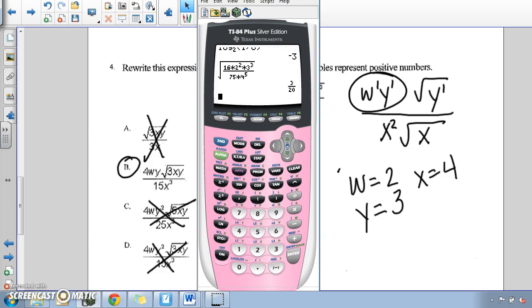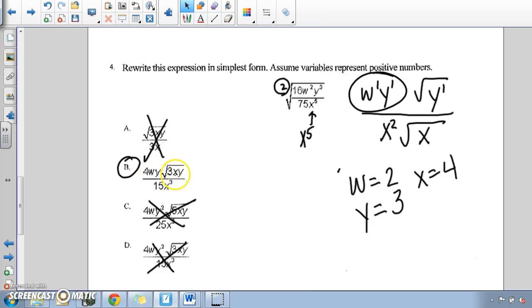And then I'm going to put in the answers. Well, I already know the answer is B, but let's go ahead and do that. So it's going to be 4 times W, 2 times Y, 3, square root, 3 times X, 4 times 3, Y. And on the bottom it's 15 times X, so it's 4 to the third. 3 over 20, 3 over 20, and they match. So again, pick numbers, plug them in, or simplify the letters, see if you can get that matches.